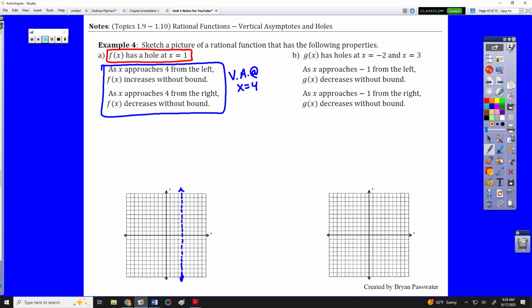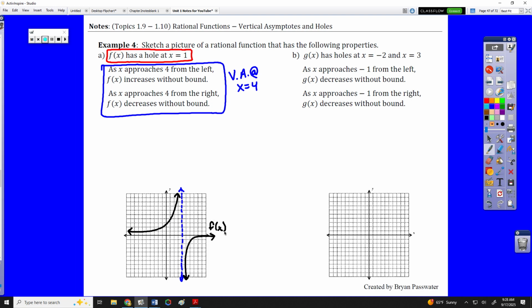Now our function approaches 4 from the left and goes up to infinity. So as we approach our vertical asymptote from the left side, our function goes to positive infinity. And as we approach from the other side, we decrease without bound. We go to negative infinity. So we start with that part. That gets our vertical asymptote drawn for f of x. This is the graph of f of x.